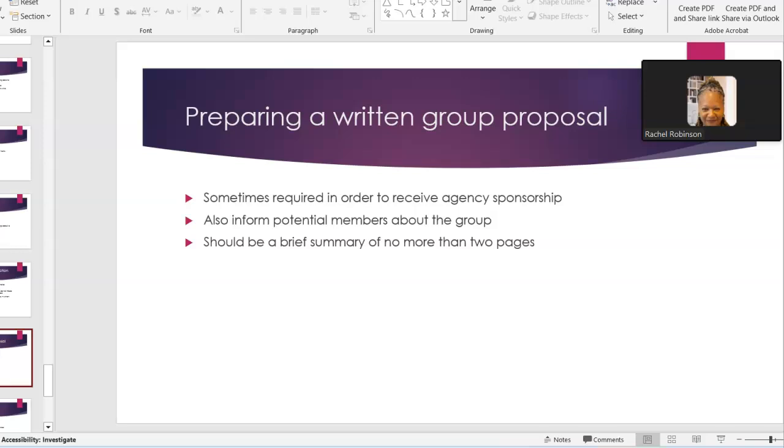Written proposal is also important to use in terms of letting potential members know about the group. So if we bump back up to the recruitment level, the recruitment stage, we're looking at the importance of a group proposal there. And once again, a group proposal is not this whole long report. It's 2 brief pages at most. It's summarizing the group. But the most important thing you've got to put into your group proposal is the purpose of the group. That's what drives the proposal.